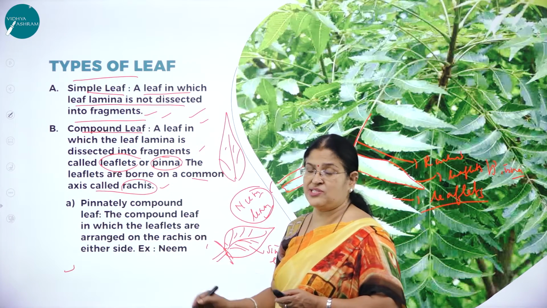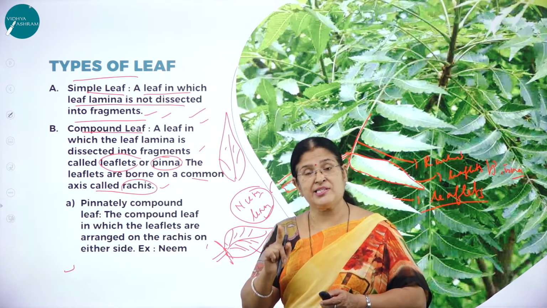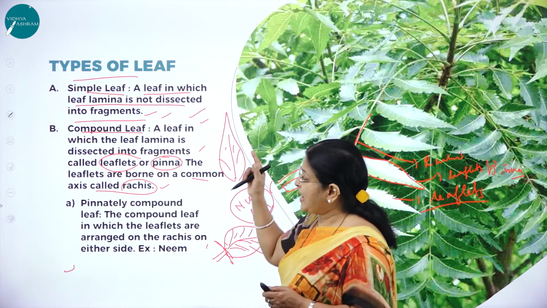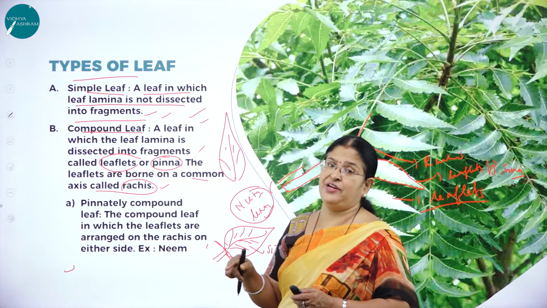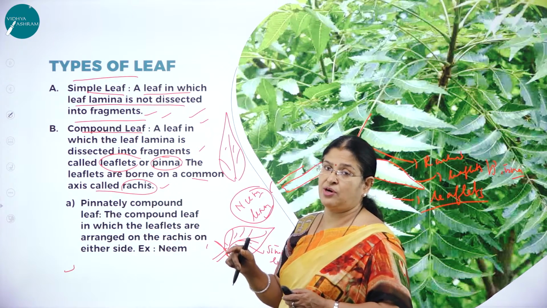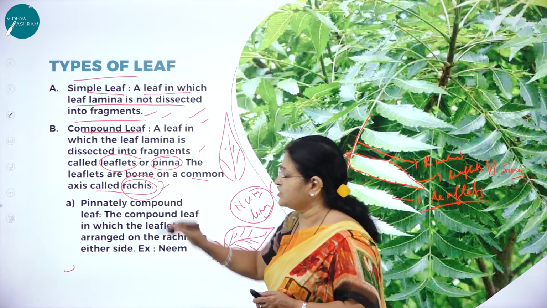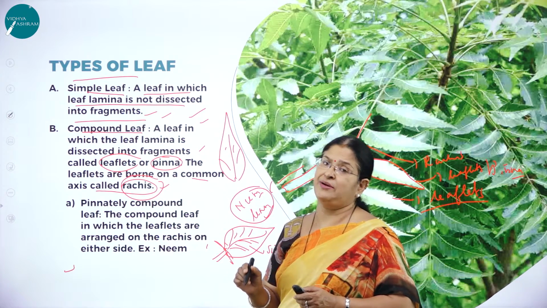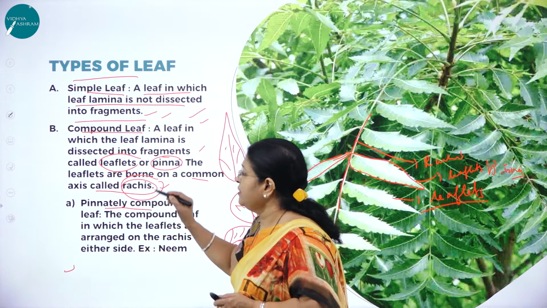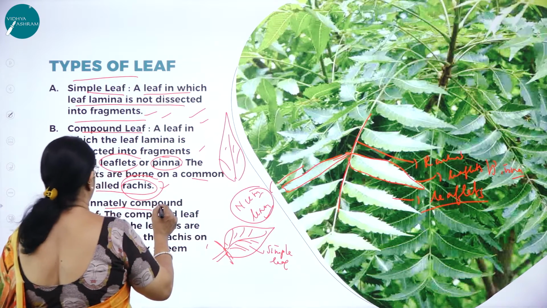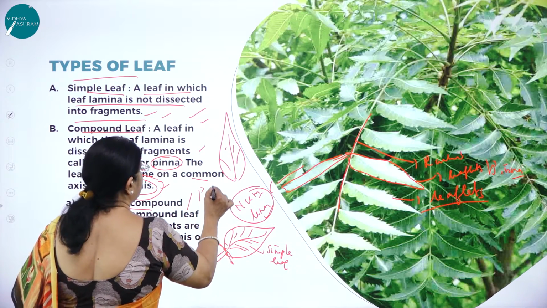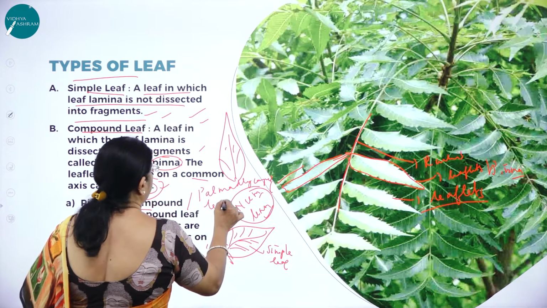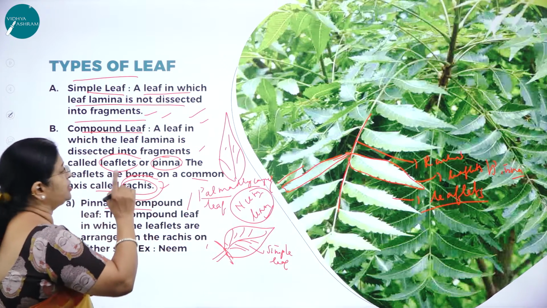In a compound leaf, the leaf lamina is dissected into fragments, and each dissected fragment is called a leaflet, or otherwise called a pinna, and the axis that bears the leaflets or the pinna is called what? Rachis. Again, we broadly classify compound leaf into pinnately compound and palmately compound leaf.